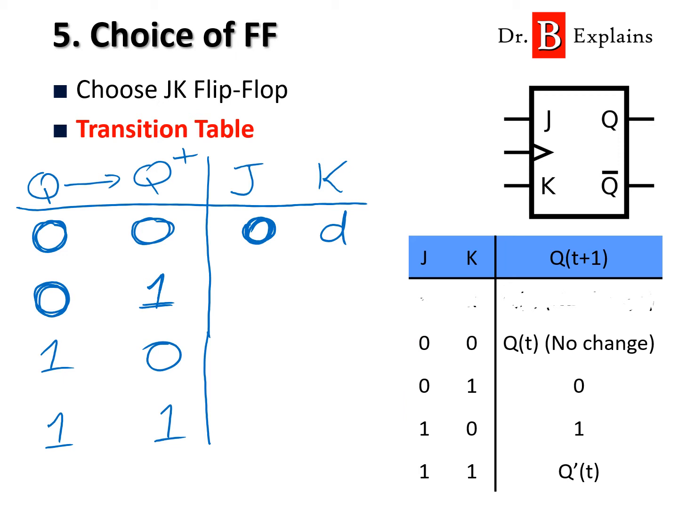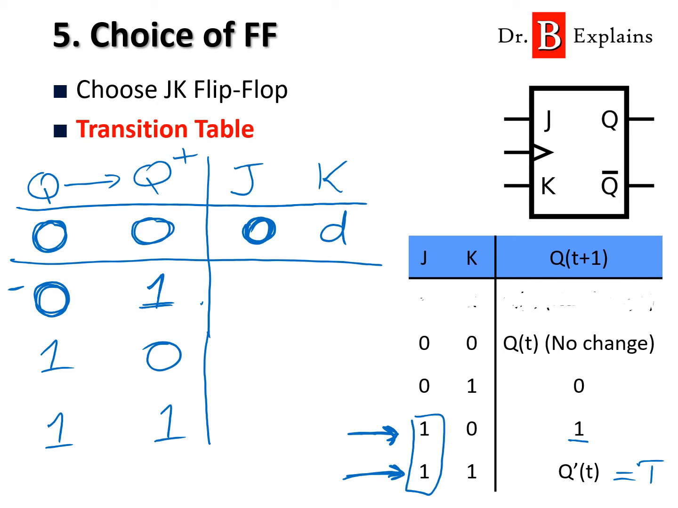Now, I'm going to look at this one. This one is done. So if I want to go from a 0 to a 1, which one of these rows could be helpful? First, I can force the output to be a 1, or I can toggle the output. That's equal to toggle. If I had a 0, it's going to become a 1. If I had a 1, it's going to become a 0. That's what the toggling means. So I can use this one to have this transition. That means that I have to force J to be a 1, and K, I don't really care what I put in there.